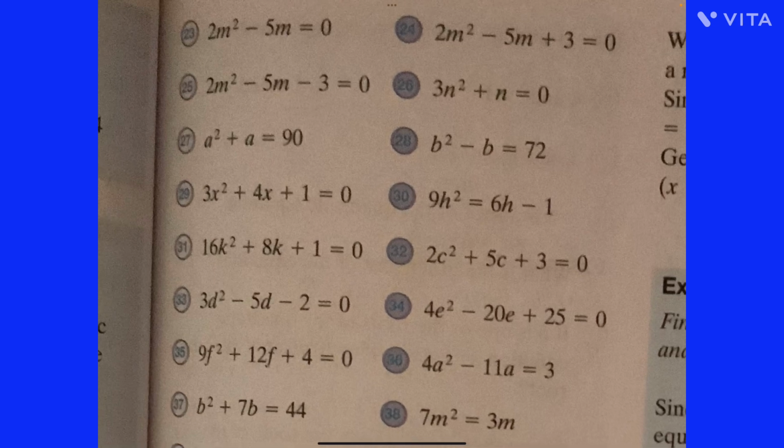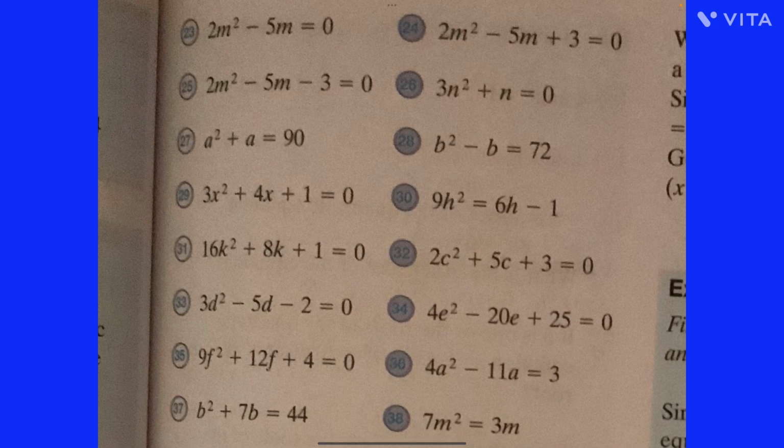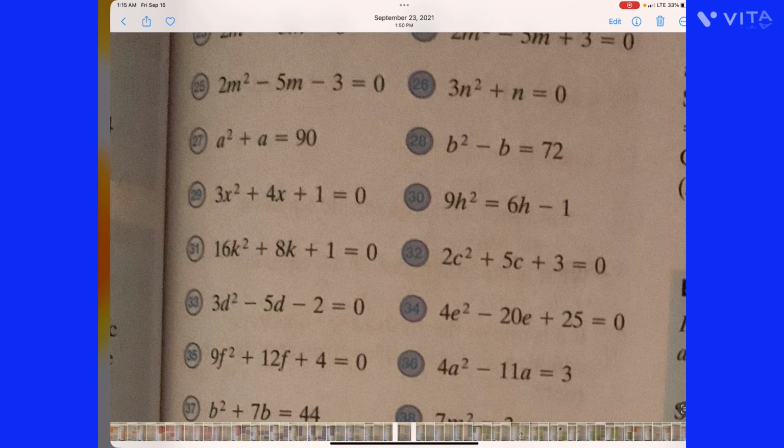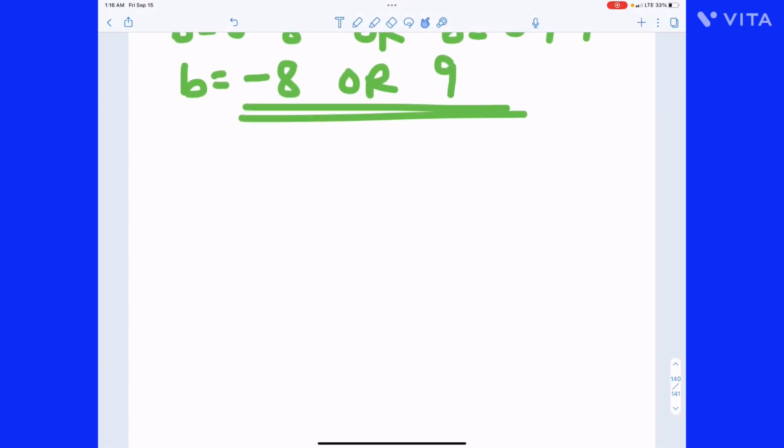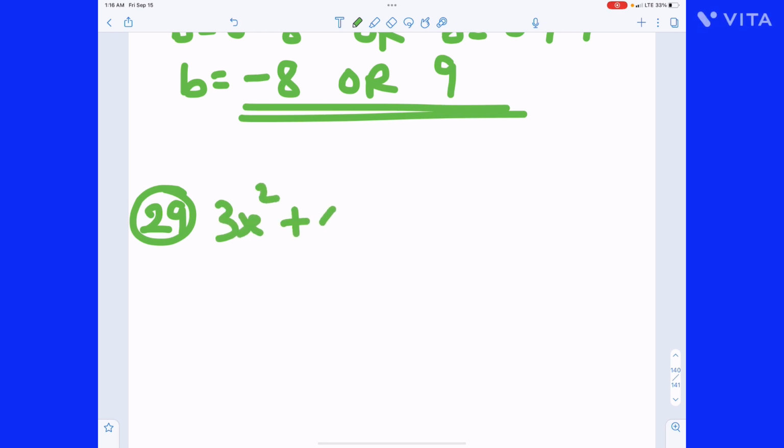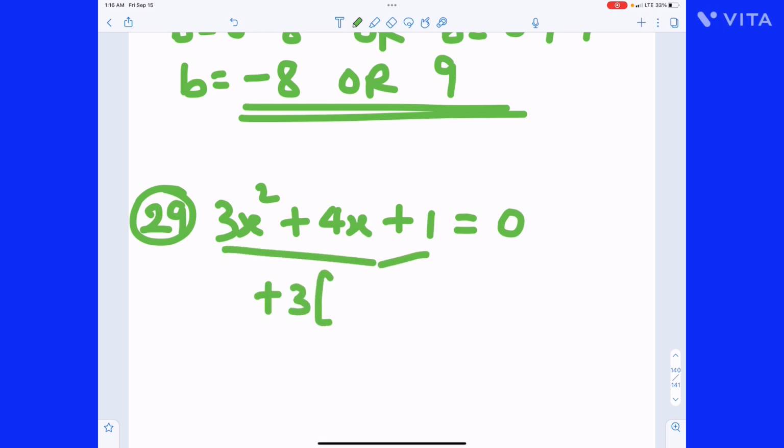Let's go to 29. 29 is 3x squared plus 4x plus 1 is equal to 0. 3 times plus 1 is plus 3. The factors of plus 3 that add to give plus 4 and multiply to give plus 3 are plus 1 and plus 3.